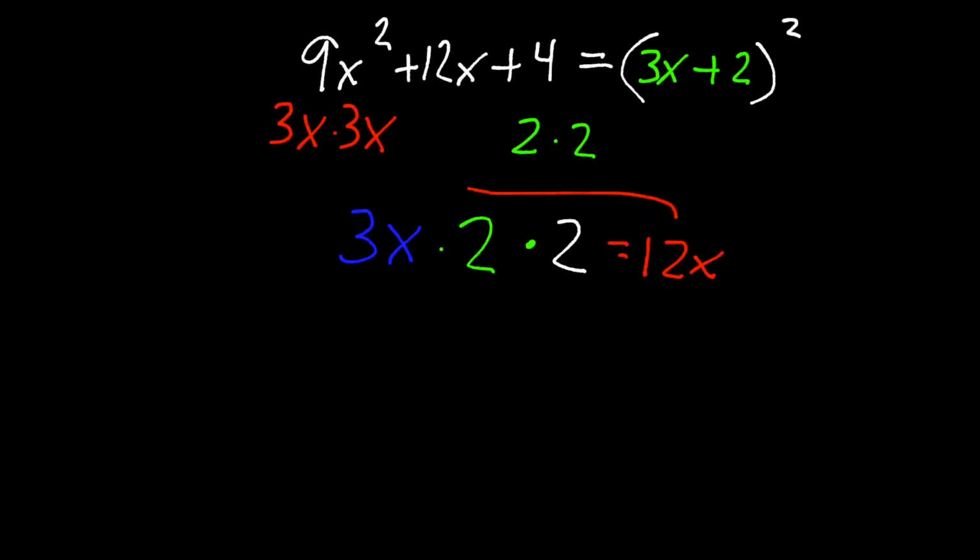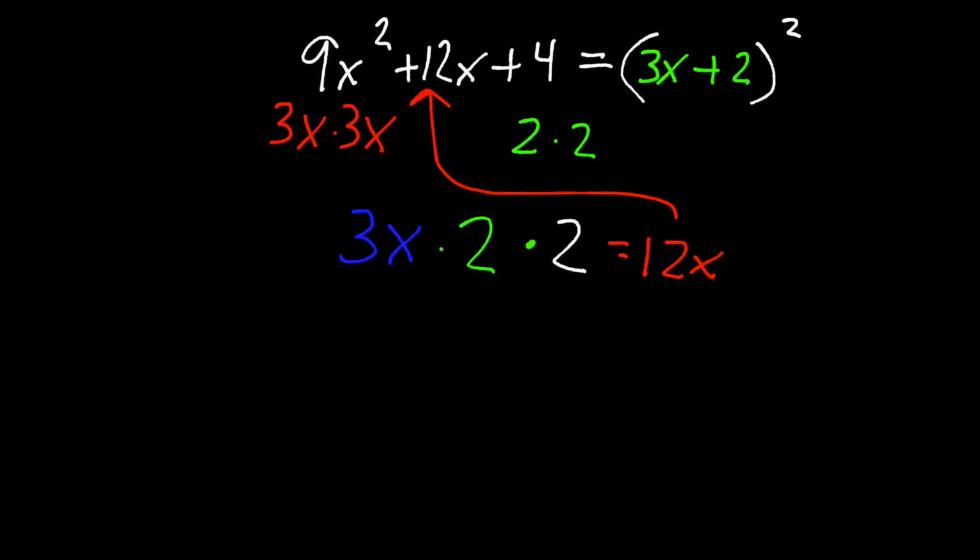And what do you know? 12x is the same thing that we have there. So the fact that the square root of 9x squared is 3x, and the square root of 4 is 2, when we multiplied those two square roots together and then doubled it, gave us the B term, means that this is a perfect square trinomial, and the answer that we came up with over here is correct. It is 3x plus 2 squared.